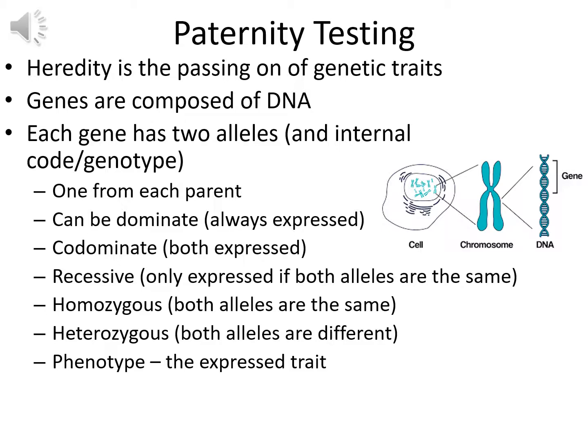It'll tell you which alleles are really present, and you would need to actually analyze DNA to know the genotype for most things. The different alleles, again, came from each of the biological parents, one from the mother, one from the father. They can be dominant, where they're always expressed. They can be codominant, where they're both expressed. They can be recessive, which means they're only expressed if both alleles are the same.